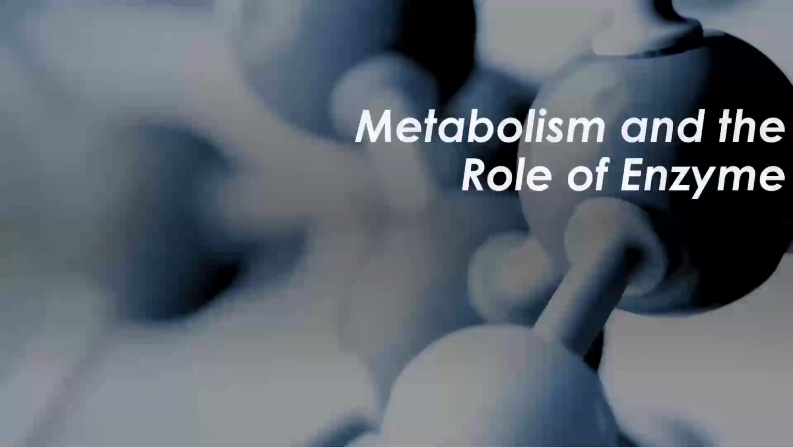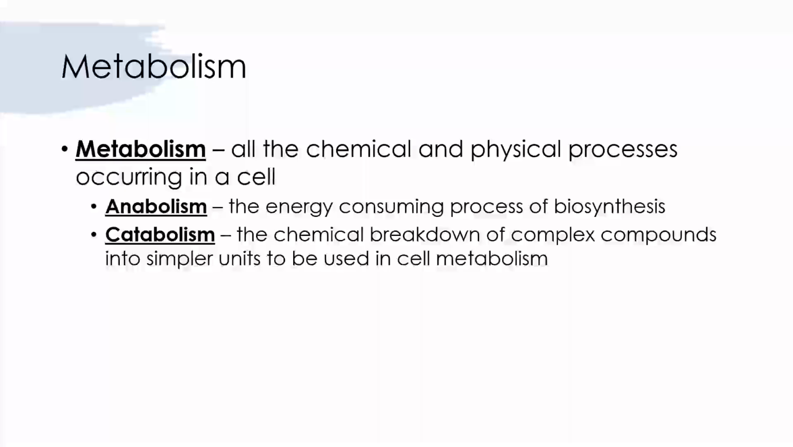So our first section on metabolism and the role of enzymes. Metabolism is the sum of all the chemical and physical processes occurring in the cell. And it comes in two varieties that are kind of the yin and yang of each other. You have anabolism, that is any sort of energy consuming process. So this would be a biosynthesis pathway. So maybe you're trying to go from just raw amino acids to a whole protein, trying to build things up, going from smaller to larger.